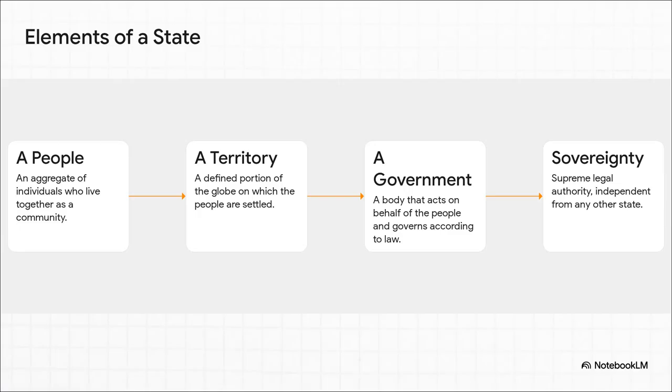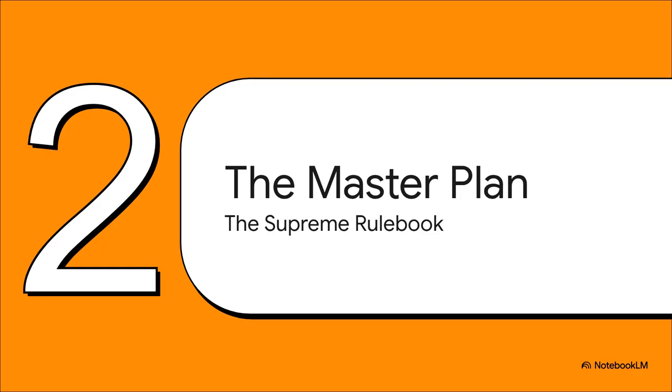First, you've got to have a people, right? A community of individuals. Second, you need a territory, a defined piece of the map they can call home. Third, you absolutely need a government to make the rules and run the place. And finally, here's the real kicker, sovereignty. This is the big one. It's the supreme, ultimate authority within your borders. It means you're the boss, and no other country can tell you what to do. If you're missing even one of these, then legally speaking, you don't actually have a state. Simple as that.